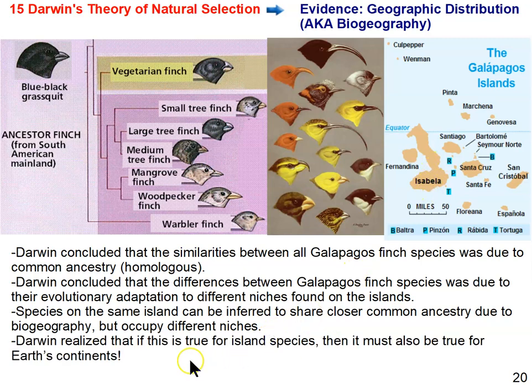Darwin then realized that he could expand that idea from islands to continents. I mean, if you think of these separate islands as the separate continents on the planet Earth, the same can be said for the continents, that the species that are found on the same continent can be inferred to be more closely related than species that are found separated on different continents. That's the idea of biogeography.